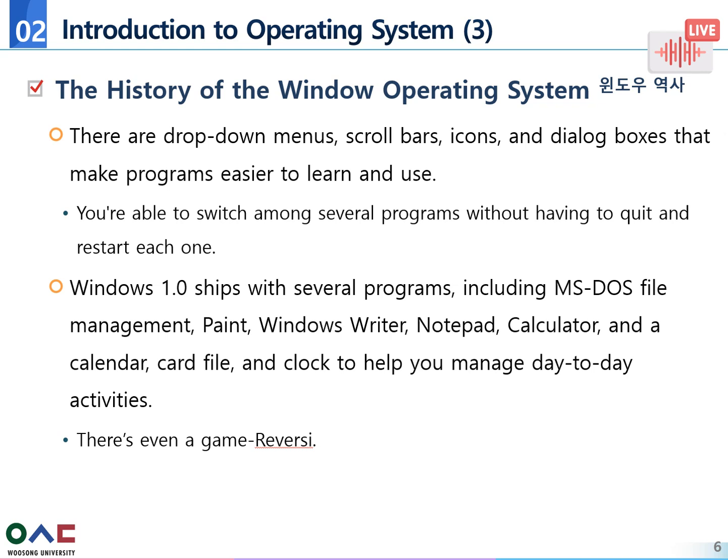Windows 1.0 ships with several programs, including MS-DOS file management, Paint, Windows Writer, Notepad, Calculator, and a calendar, card file, and clock to help you manage day-to-day activities. There's even a gamer version.